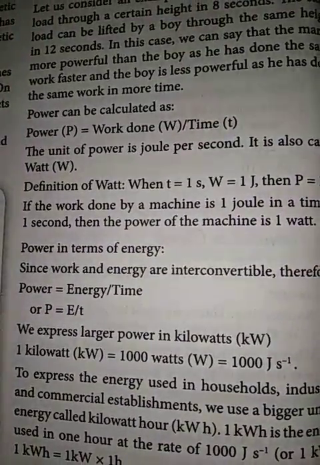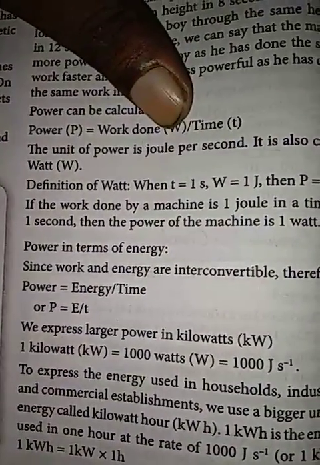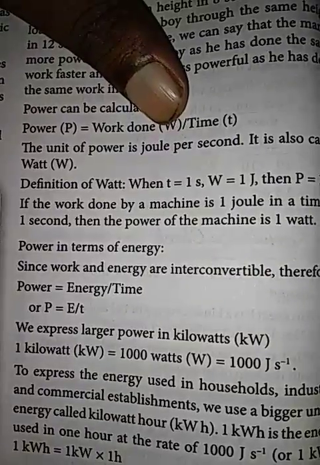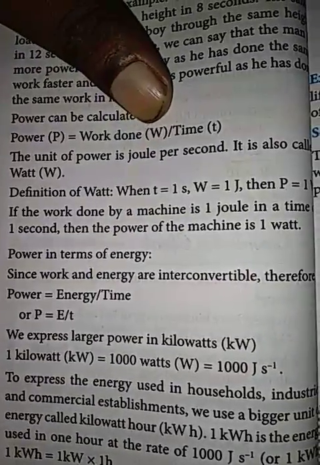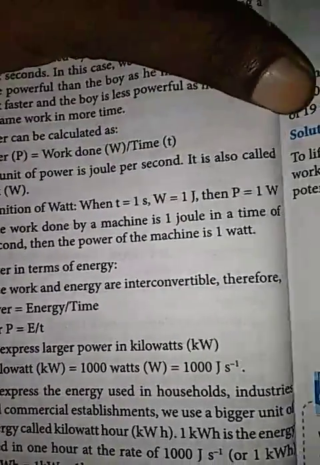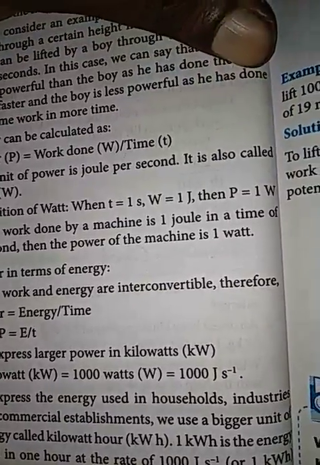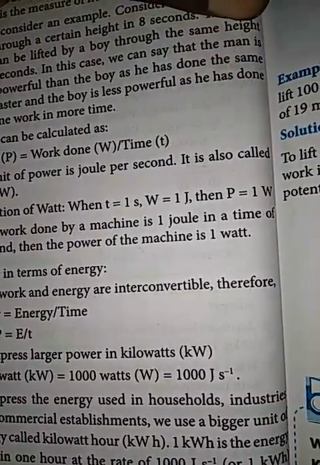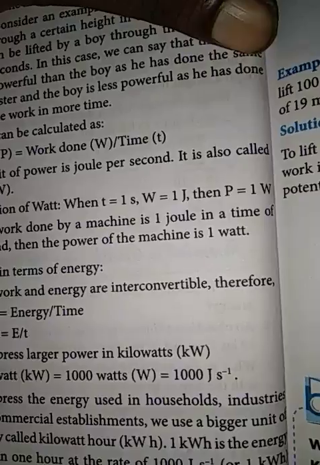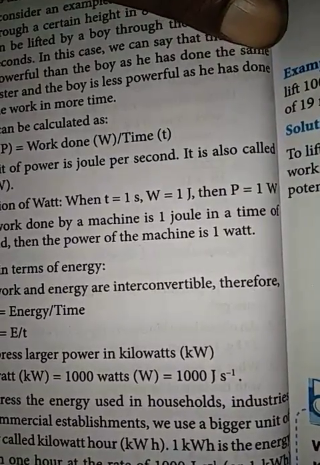So the definition of watt: when time is equal to 1 second and work done is equal to 1 joule, then power is equal to 1 watt. So if work done by a machine is 1 joule in a time of 1 second, then the power of the machine is 1 watt.